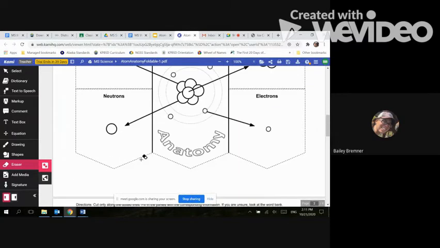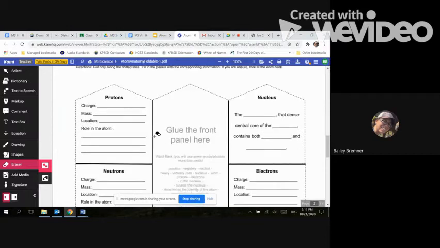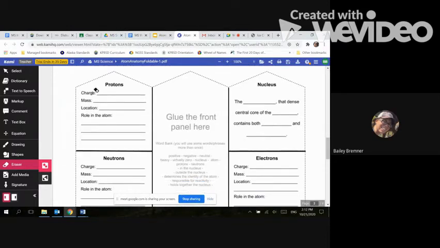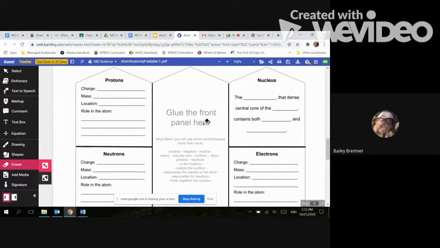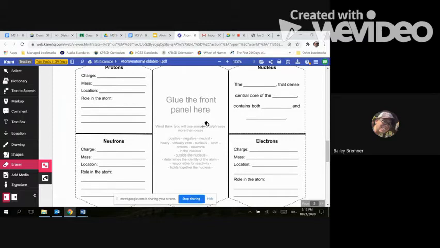But before you can do that, especially before you start gluing, the first thing you need to do is fill in these blanks. You'll notice where it says glue, that's why you don't want to glue quite yet. You have a word bank to help you with some of these sections.